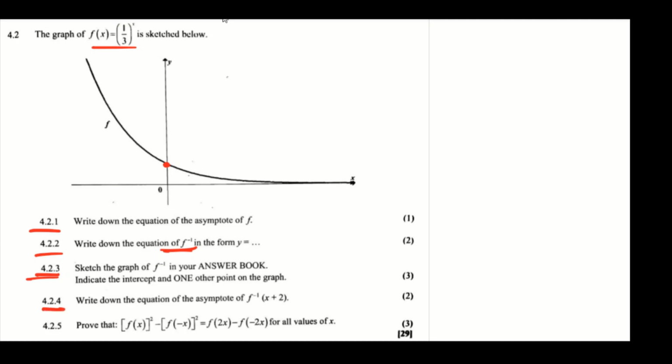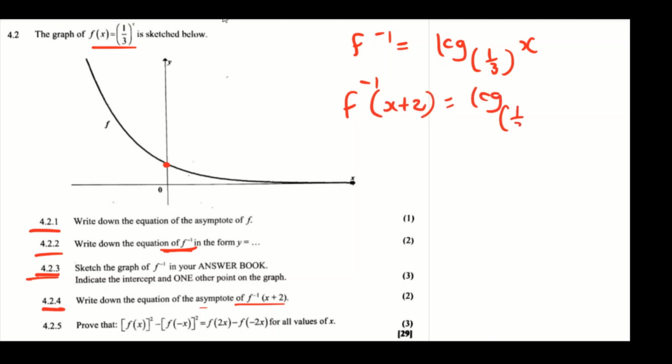We drew it. 4.2.4, we are asked to write down the asymptote of the inverse. So the inverse, remember the equation of an inverse that we found in the previous question, it's log of base 1/3 of x, right? And now to find the asymptote of this one here, it's equal to log of base 1/3 of x plus 3. Remember, a normal exponential function which has y equals a times b to the power of x plus q has an asymptote which is q, right?